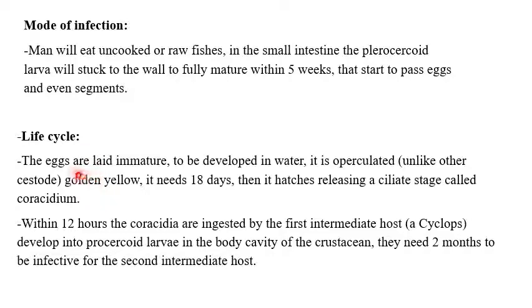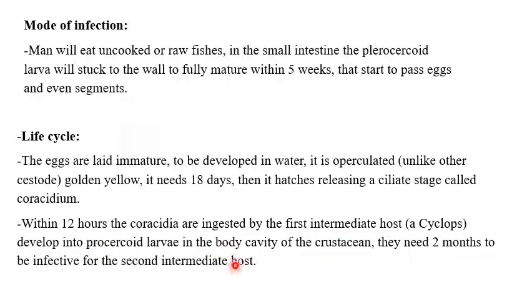Life cycle: the eggs are laid immature to be developed in water. It is operculated, unlike other cestodes, and golden yellow. It needs 18 days, then it hatches, releasing the ciliated stage called coracidium. Within 12 hours, the coracidia are ingested by the first intermediate host, which is a copepod, and develop into procercoid larvae in the body cavity of the crustacean.